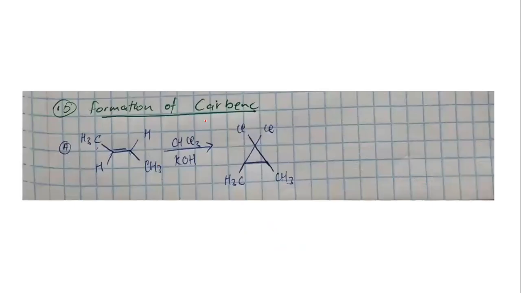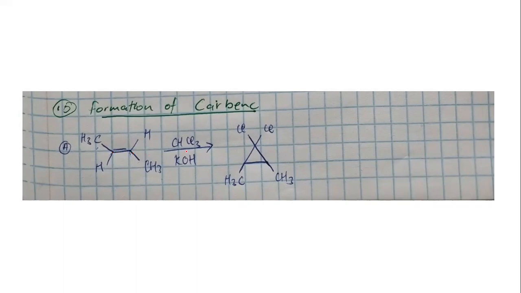The last one, formation of carbene. The formation of carbene, again, we have an alkene. Now, this is a molecule that we call carbene. So how was this molecule formed? We use CHCl3 and potassium hydroxide. So that means CHCl3 is going to dissolve in a strong base. So this is the basic solution. In this basic solution, there will be breaking of the double bond between these two consecutive carbon atoms.